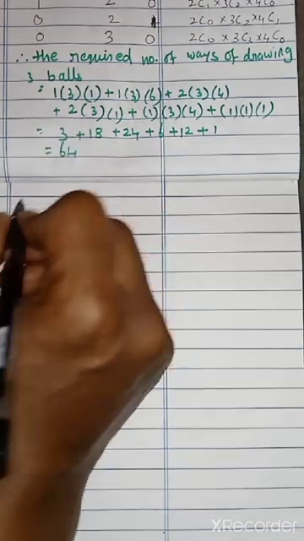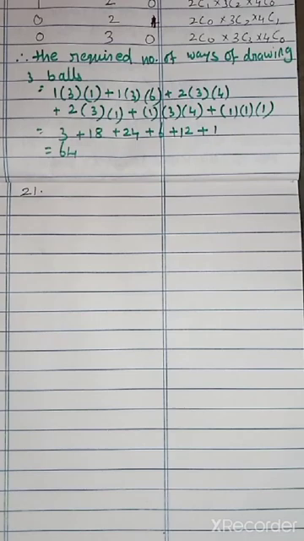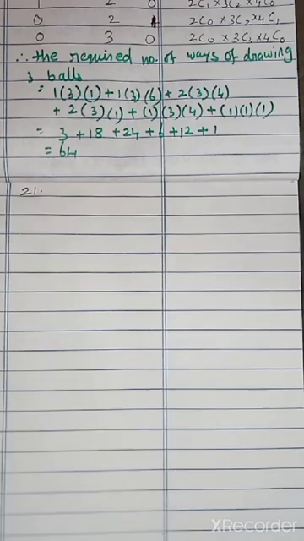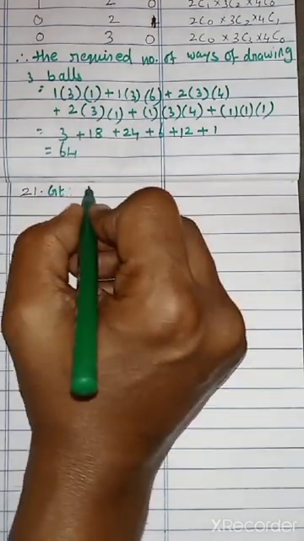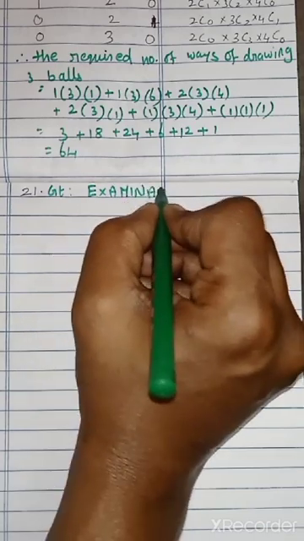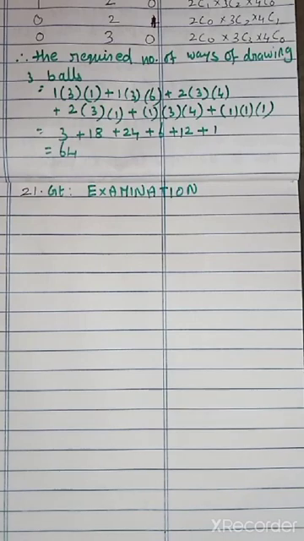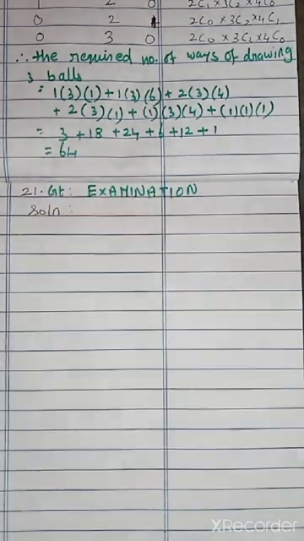Next, take question 21. Find the number of 4-letter words that can be formed with the letters of the word EXAMINATION. So what is given? Examination. We have to form 4-letter words. So what are the possible ways of forming 4-letter words? We have to find out. So directly we can get into the solution.